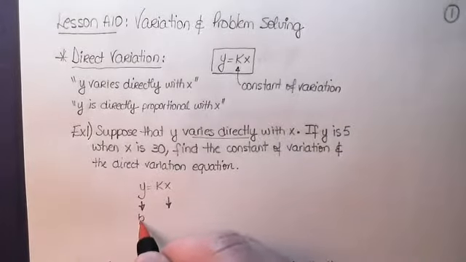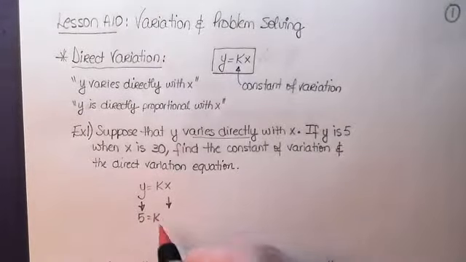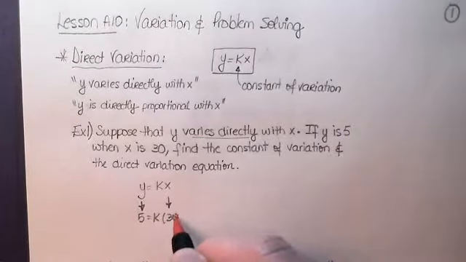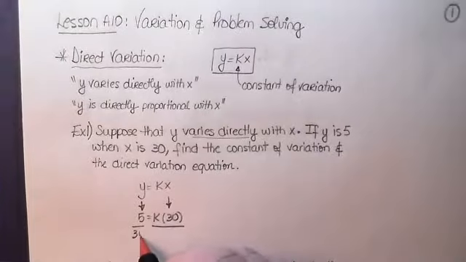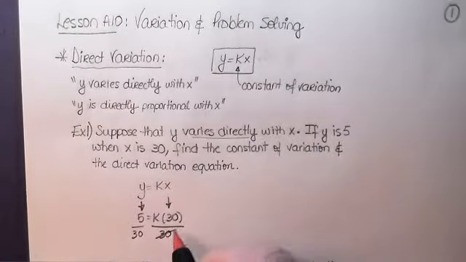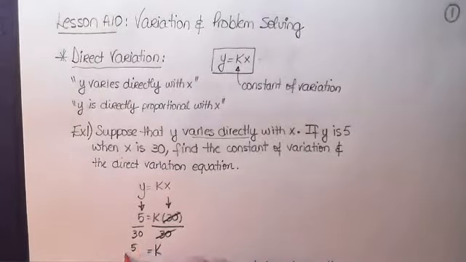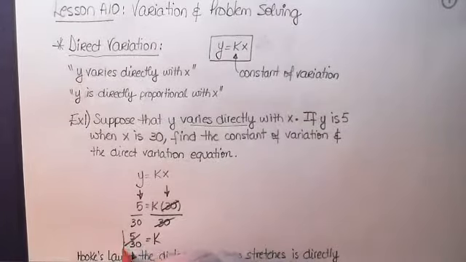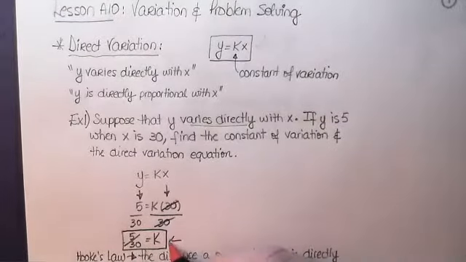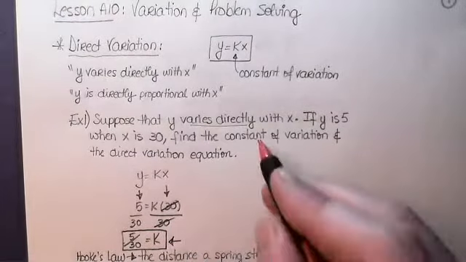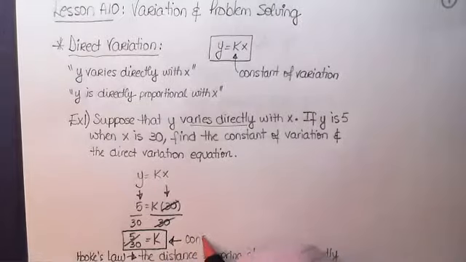So y is 5 equals k, and x happens to be 30. In order to get k alone, I'm going to divide both sides by 30. The 30 cancels. We're left with k equals 5 over 30. So basically that's our answer, and we're done. Well, I apologize. This is part of our answer because it's asking for the constant variation, and that's what we found.